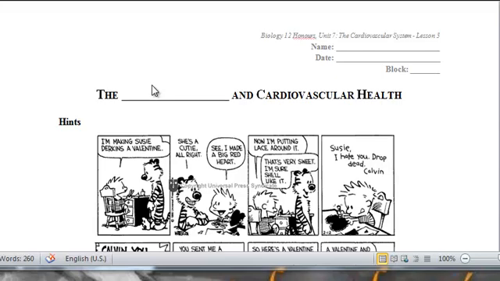Welcome to Unit 7, Lesson 3. Today we're going to be talking about the heart and cardiovascular health.